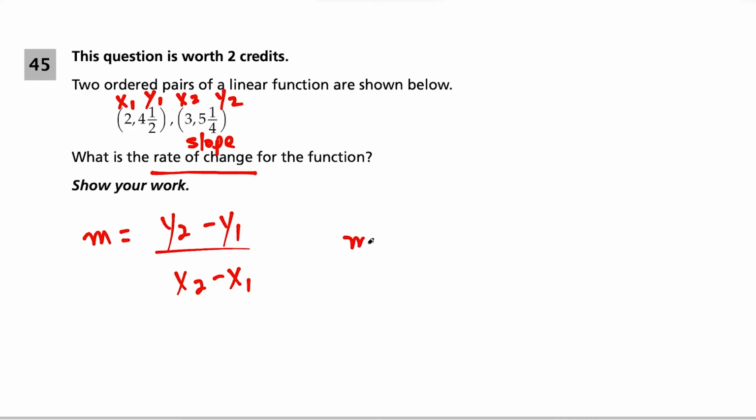So now just plug into the formula. We have y2 is 5 1/4, and we're subtracting 4 1/2.